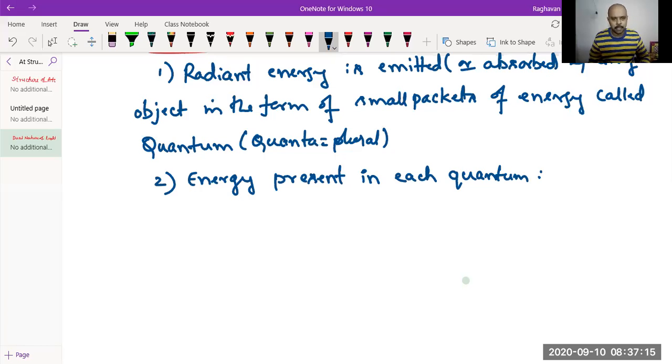Under Planck's quantum theory, the second point is that the energy present in each quantum is given by E is equal to h nu. E is equal to h nu. And what is nu? Nu, we know, is frequency. And h is Planck's constant.